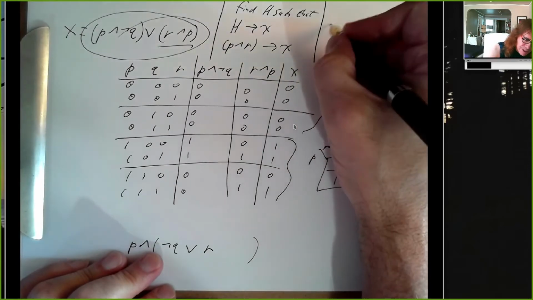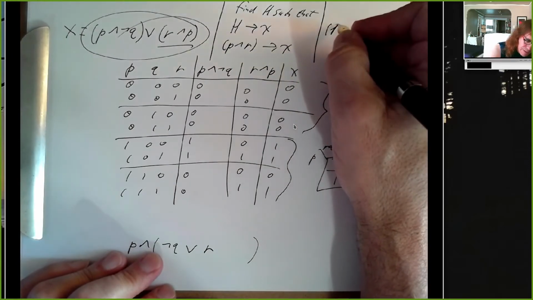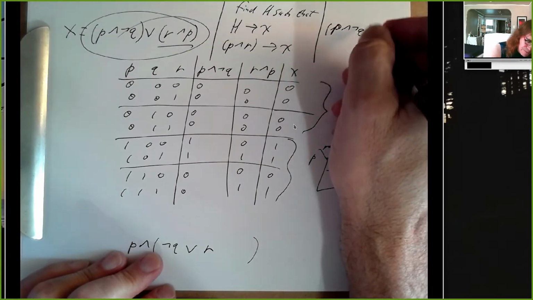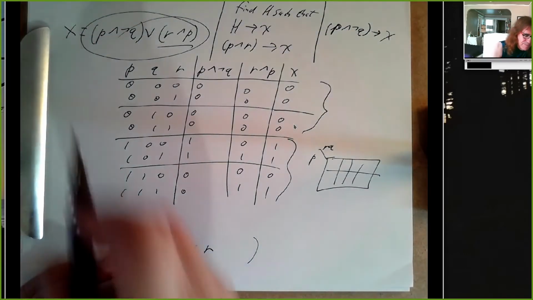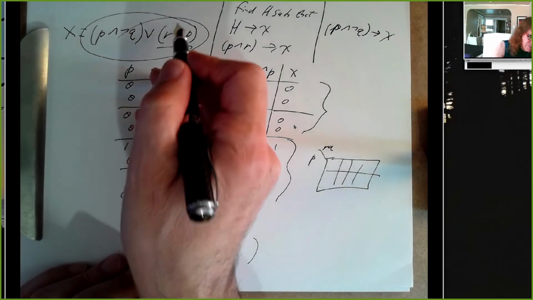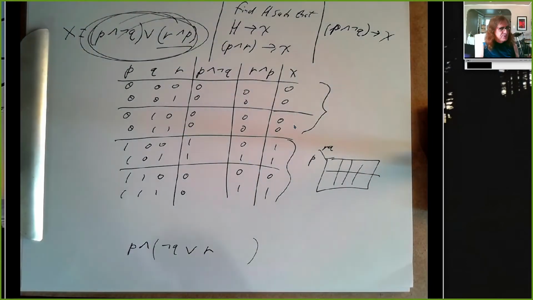Similarly, you could also say P and not Q. Well, that's enough to guarantee X. Because if P and not Q is true, then this disjunction is true, which means X is true. So there's two different expressions, different from X, that if either of those is true, we know that X is true. Okay, so that's an implication. That's something that implies X.